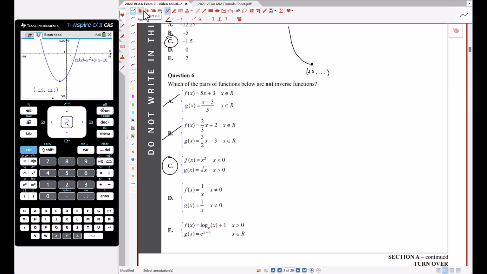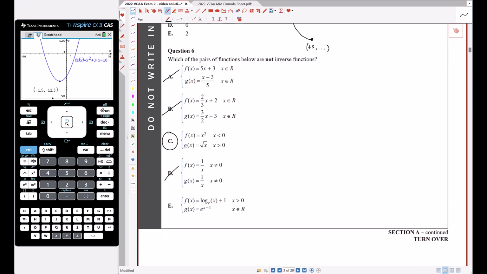So the inverse of 1 on x is 1 on x, correct? If you have that and you swap x and y, you get x equals 1 on y, and rearranging that you get xy equals 1, and so y equals 1 on x. So 1 on x is definitely the inverse of 1 on x. The range of 1 on x will be R excluding 0, so that's correct. That's the domain and the range, and so therefore the inverse makes sense. So D, they are definitely inverses of each other.